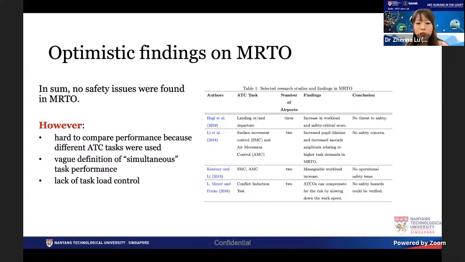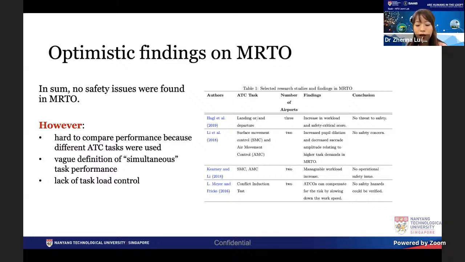And different studies rely on a different ATC task. So when you find that simultaneously doing a landing task is safe, can we generalize to a different set of tasks? Can we say the same for maybe a conflict detection task? It's harder to do so because just now the two speakers have told that different tasks have a different level of complexity. And there's another point.